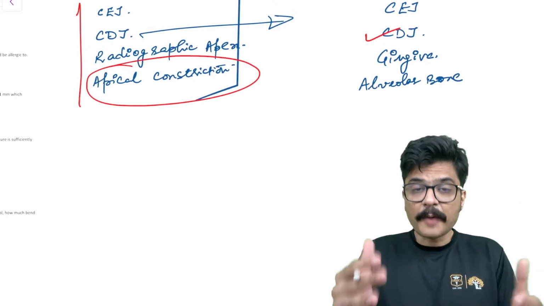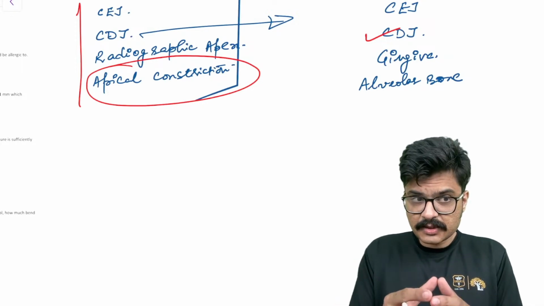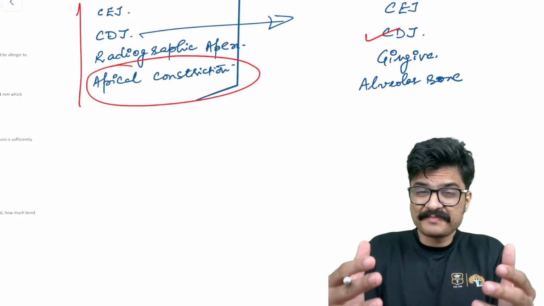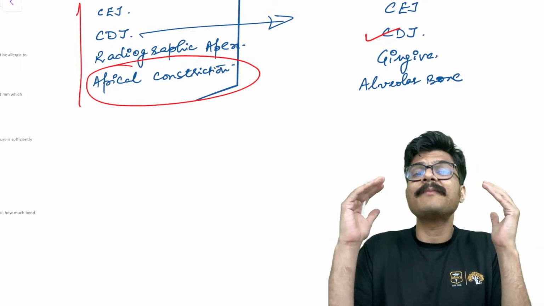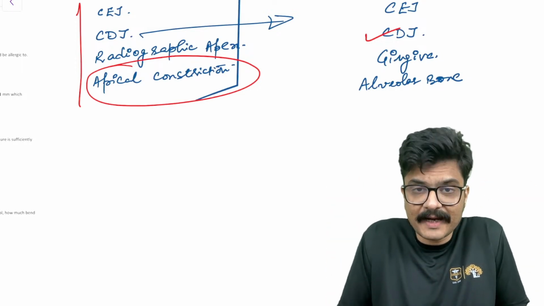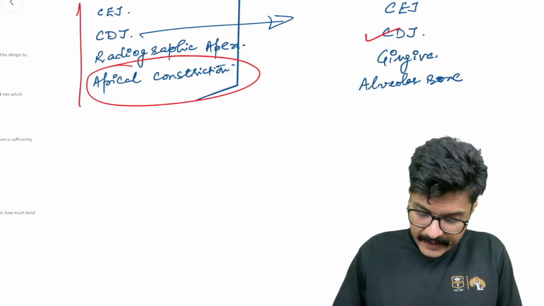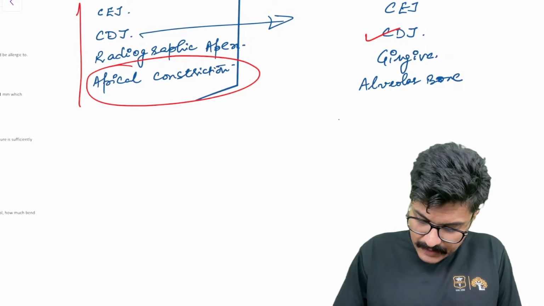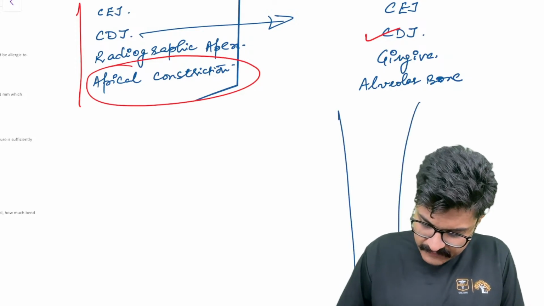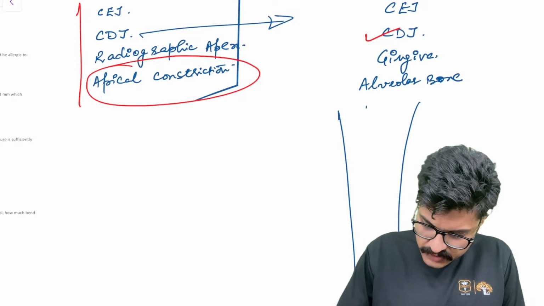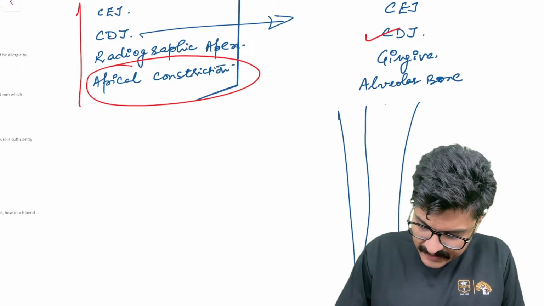Ideally, you should stop your cleaning and shaping procedures when your pulp tissue ends. Where does your pulp tissue end ideally? That is, what do we mean by ideally? Histologically, right? That is your cemento-dentinal junction, right? So ideally speaking, if that's my root, that's my canal, guys.